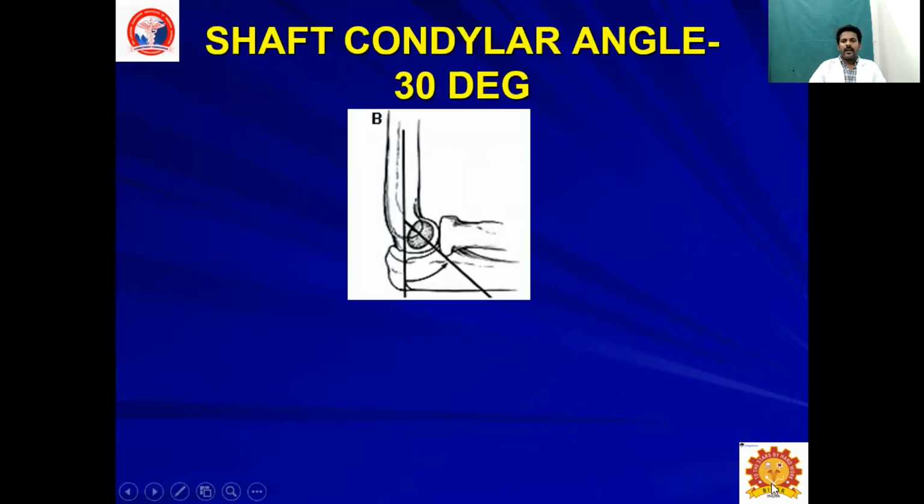The shaft condylar angle is 30 degrees, as we discussed in the previous slide. For the shaft condylar line, shaft means the humerus shaft. From the midpoint of the humerus shaft you draw a long line along its axis, and another line perpendicular to the condyle, or the midpoint of the condyle. This forms an angle.